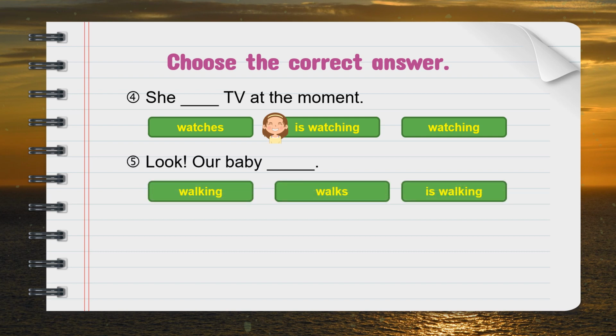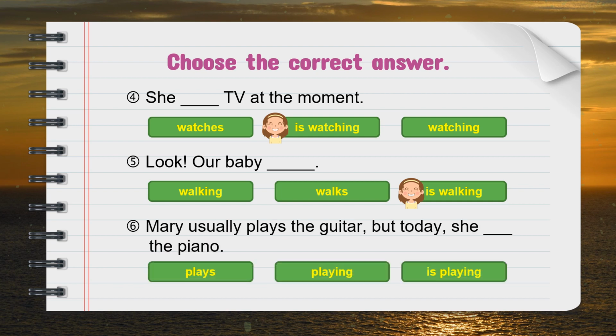Okay, number 5. Look, our baby walking, walks, is walking. Look, think about it. Is walking. Great, very good. Okay, the last sentence is: Mary usually plays the guitar, but today she the piano. Now think of a temporary action. So plays, play, playing, or is playing. Yeah, great. Mary usually plays the guitar, but today she's playing the piano. Excellent.